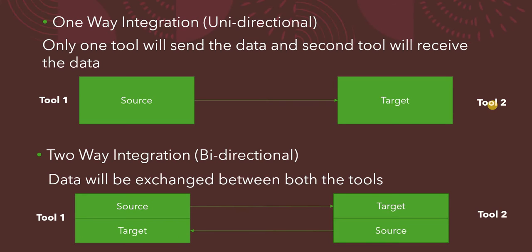Next is two-way integration, or bidirectional. So the data would be exchanged between both the tools. If we see tool 1 and tool 2, tool 1 is providing data from source to target, that is from tool 1 to tool 2, and then tool 2 is also providing data to tool 1, or we can say tool 2 is the source now and tool 1 is the target. So it's a bidirectional integration where the data is being exchanged by both the tools.